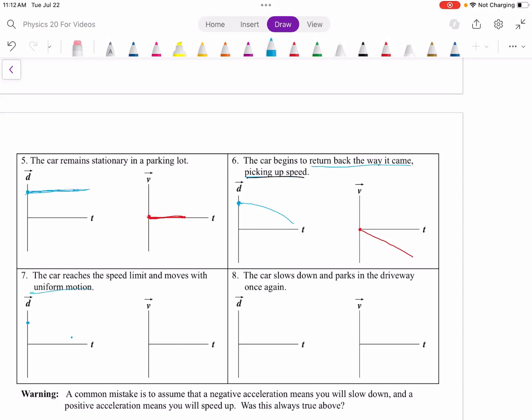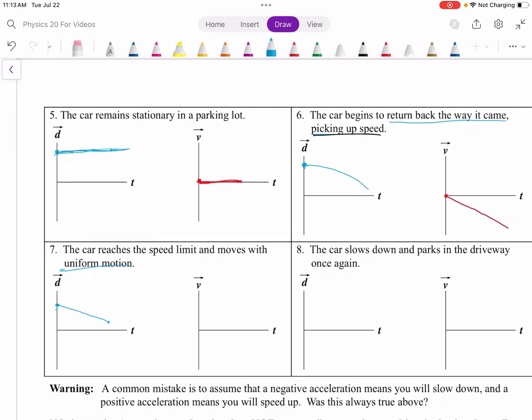And if we do it with uniform motion, we know that means we're covering the same displacement each second. Oh, I did a really bad job of drawing that as a straight line. Still not great. That's supposed to be a straight line, okay? So a constant negative slope, getting closer and closer to home, but doing it by the same amount each second in terms of its displacement change.